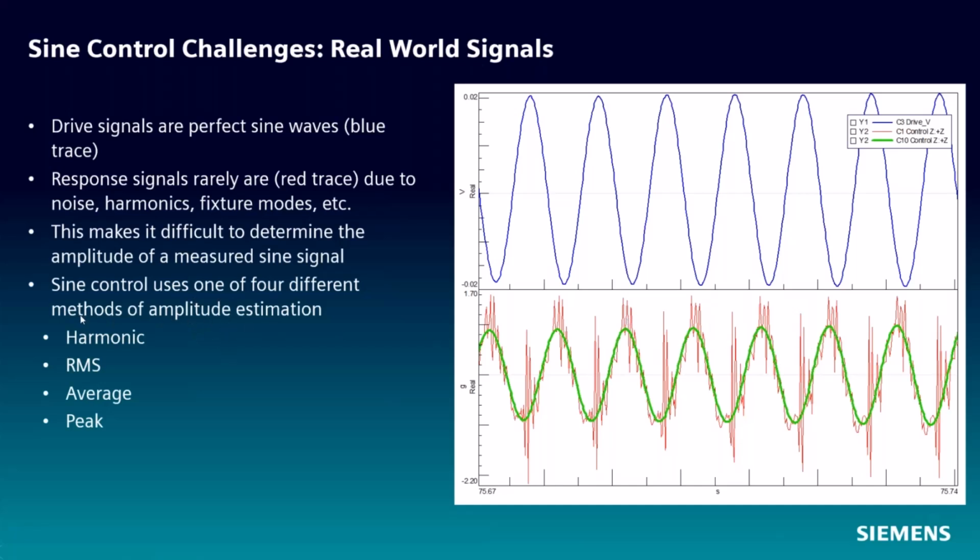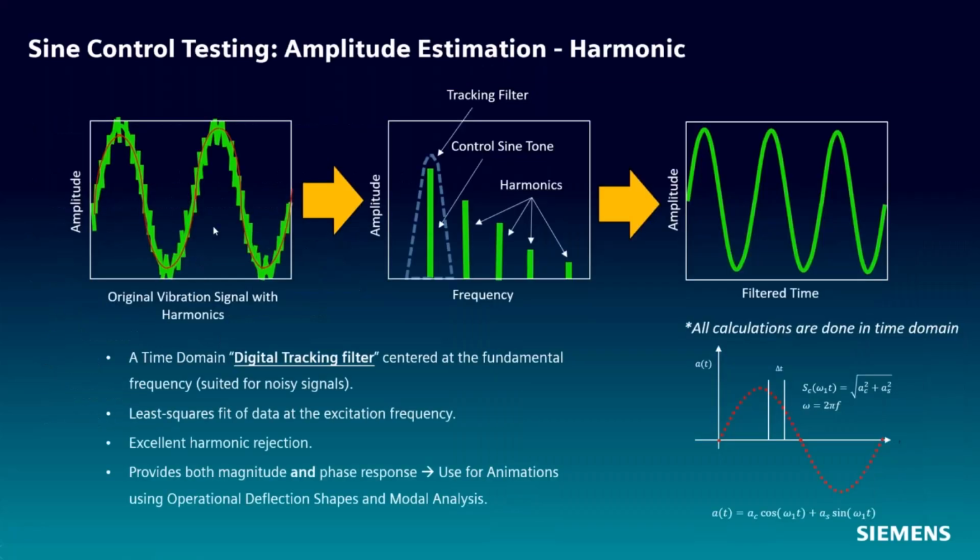We have 4 different answers that Test Lab can give. We have a harmonic estimator, an RMS estimator, an average estimator, and peak estimation. Now, if we have a real nice response, like this green sine wave, all 4 of these are going to give us the same answer. But if we have noisy sine waves or noisy responses, we're going to get different answers. So let's take a look at these amplitude estimation methods, and then we're going to go into the software and run a couple tests and show you how they can affect the data.